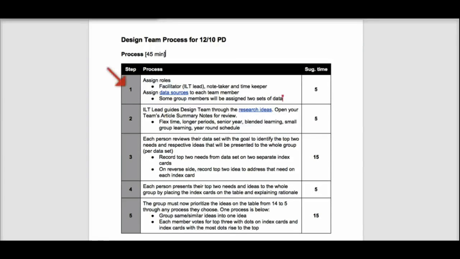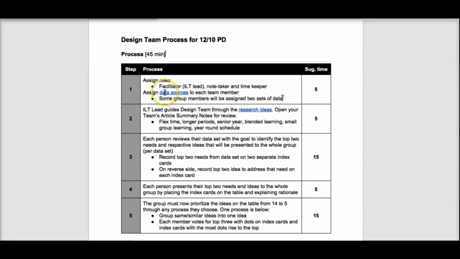The first step, which you will have 5 minutes to do, is assign the roles within your group. Someone should be the facilitator. That will most likely be the ILT lead. Someone will want to be a note taker, and someone will be the timekeeper as you go through this process. The second thing you will do within these first 5 minutes is assign each team member a different data source. There will be 7 different data sources. There are 5 people, so 2 people will have 2 sets of data.